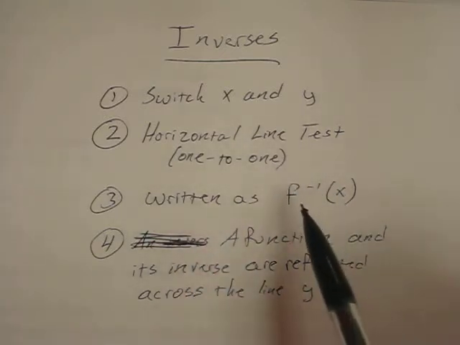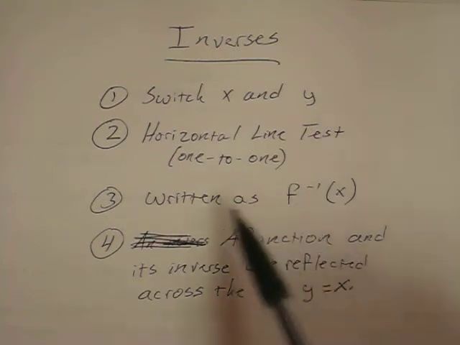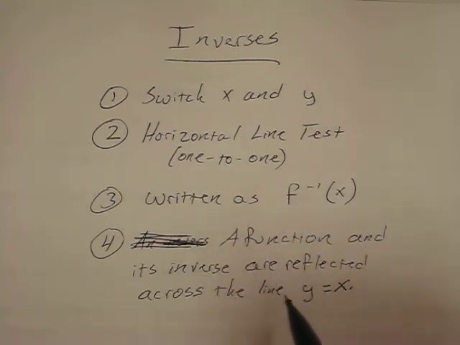The third thing you need to know is that f negative 1 of x means inverse, okay? And a function and its inverse are reflected across the line y equals x. We talked about that a lot in class, about how you can find a function graphically, or you can find the inverse by reflecting the line across y equals x.